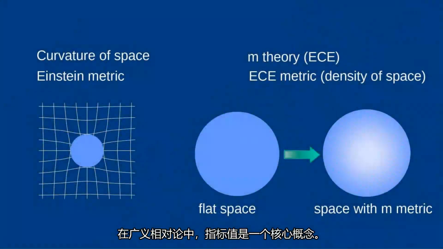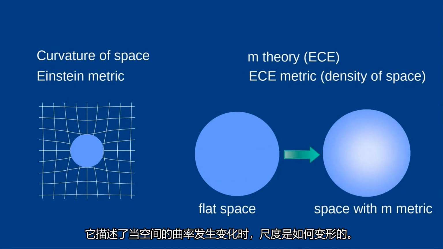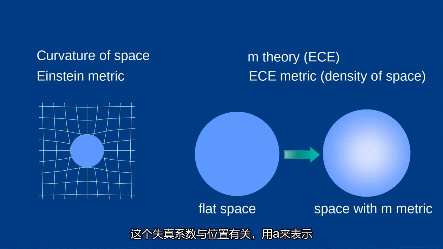In the general theory of relativity, the metric is a central concept. It describes how scales distort when the curvature of space changes. This distortion factor is location-dependent and is denoted by a function m. Spherical symmetries are often used to describe atomic nuclei up to entire universes. Due to these symmetries, it is sufficient that the function m depends only on the radius coordinate. When m takes the value 0, the metric diverges. This corresponds to an event horizon as claimed for black holes.